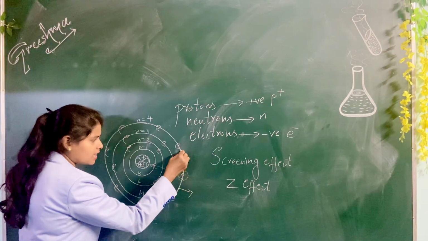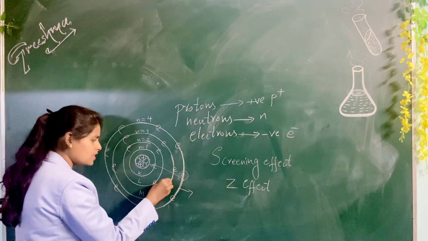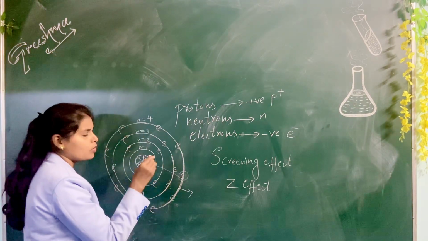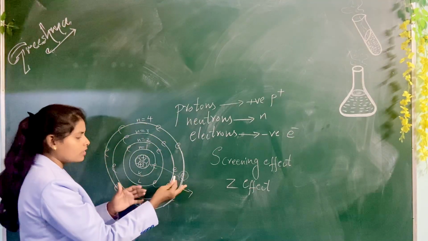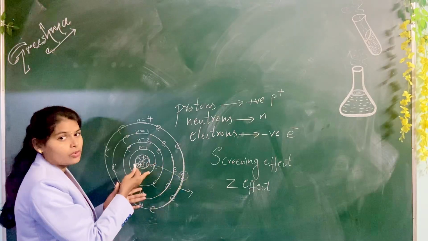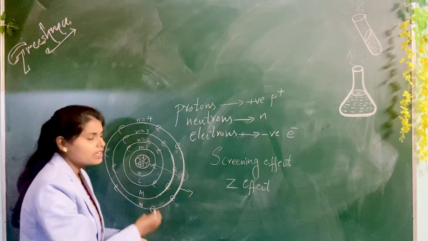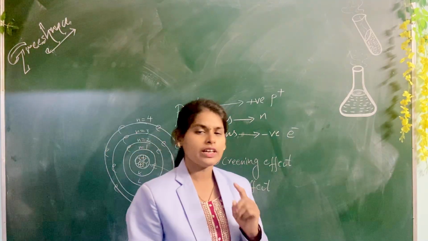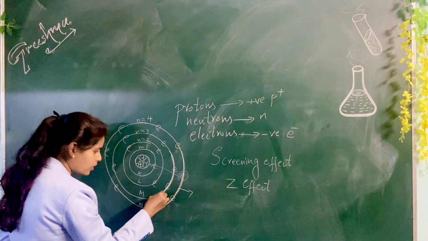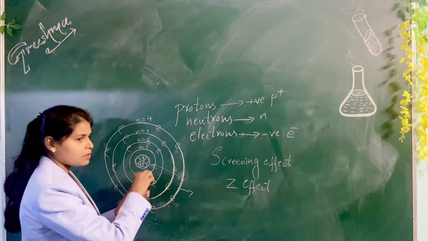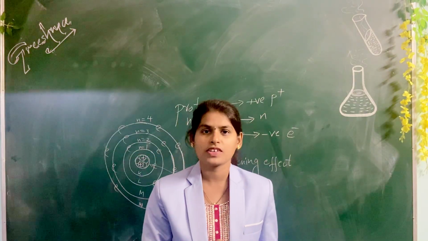That means this is the outermost shell. Its innermost shell will be this one. So this innermost shell is going to protect the outermost shell from losing or attracting this electron towards the nucleus. So that means what? The innermost shell acts as a shield. Here you have to notice that this innermost shell is going to act as a shield, giving protection to the outermost shell from losing the electron.